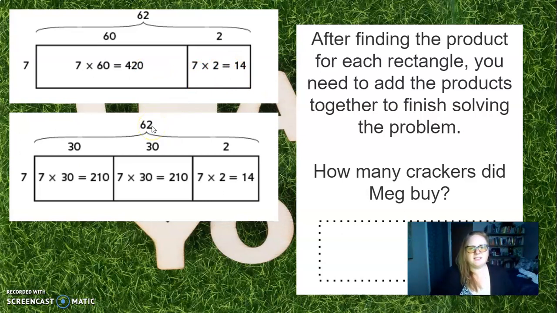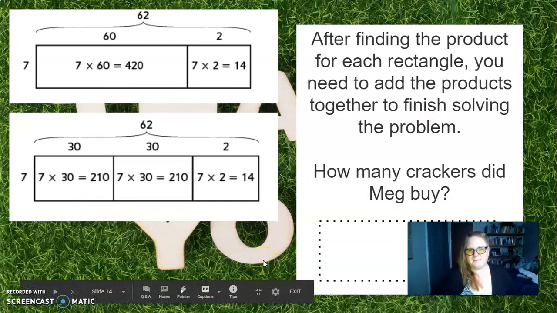Same goes here. This one, 62, was split into 30, 30, and 2. 7 times 30. 7 times 3 is 21, so 7 times 30 is 210. 7 times 30 again is 210, and 7 times 2 is 14. So, like I said, you have to add these up in order to get your answer. So, you tell me, how many crackers did Meg buy? Add these up and tell me how many crackers did Meg buy.